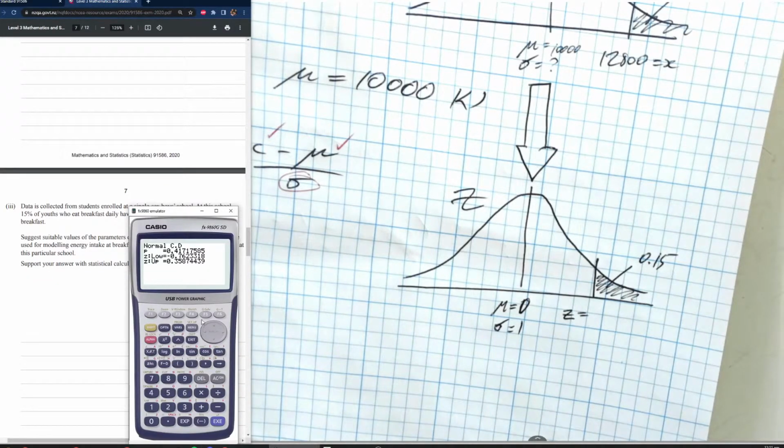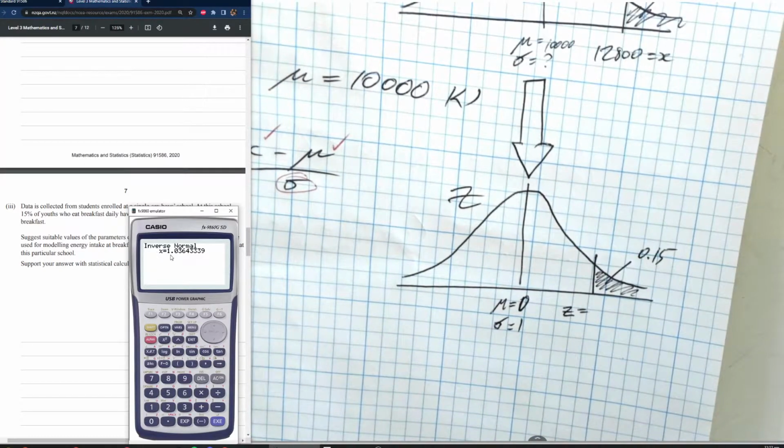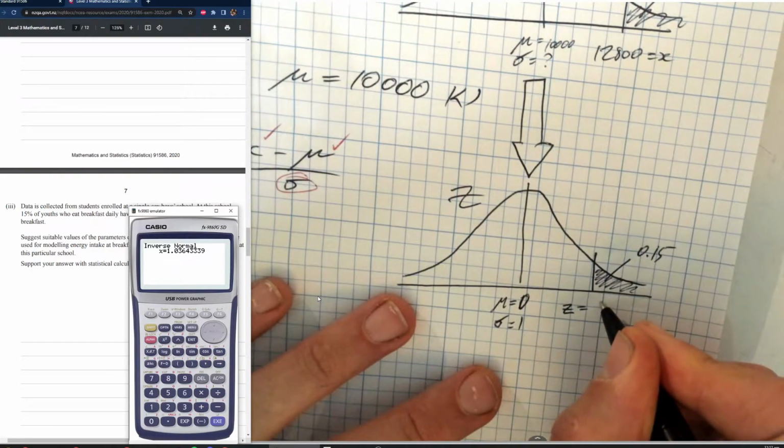I'm going to use my calculator. So in our calculator, we want distribution, normal. We want inverse normal. And it's a tail on the right. The area we're looking for is 0.15. We're looking at Z, so sigma is 1, and mean is 0. So now we have our X, but because we put in Z, this is actually a Z value.